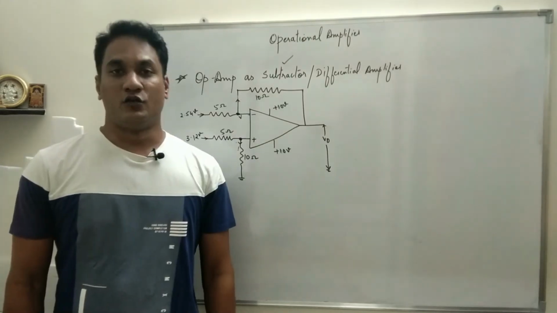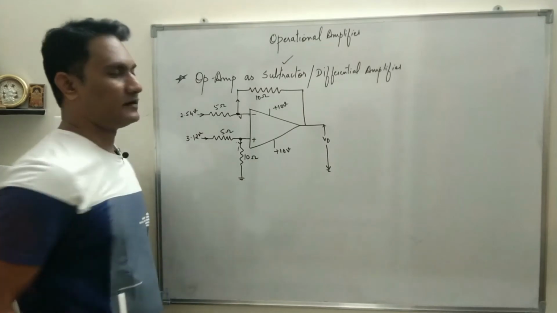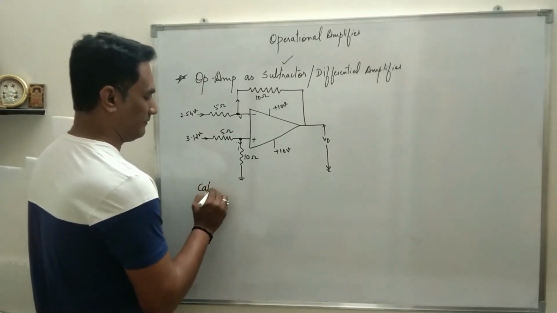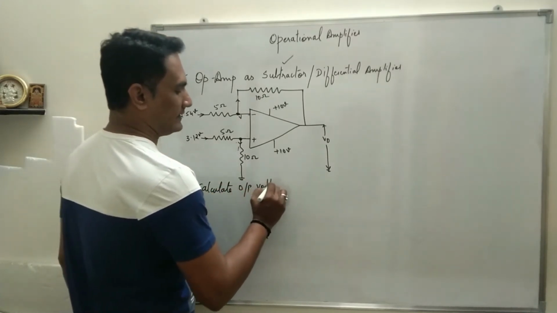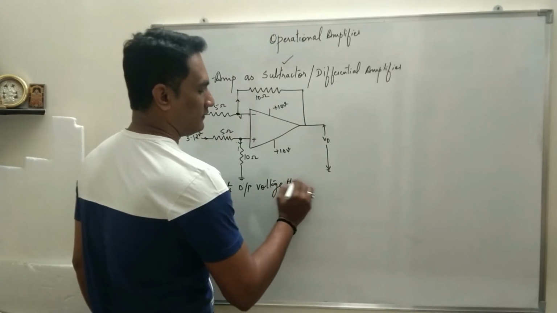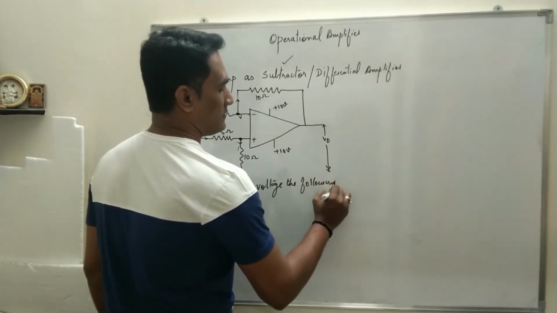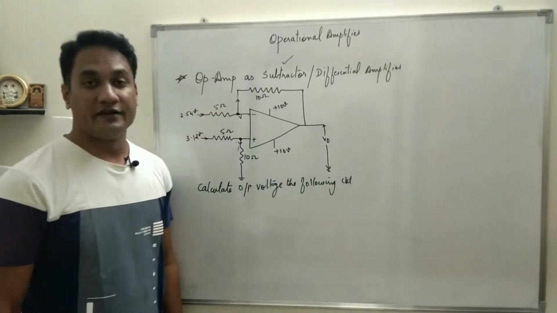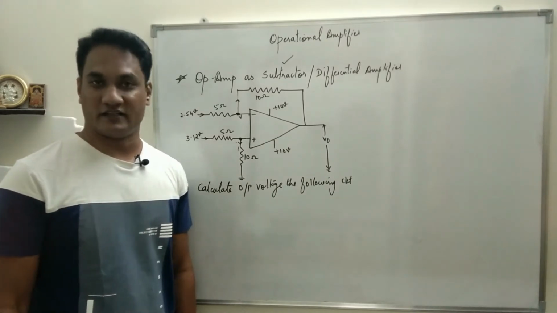Next is a numerical based on op amp as subtractor. Say this is the circuit diagram. Of course, the question will be: calculate the output voltage of the following circuit. You need to identify in which mode the circuit has been connected.